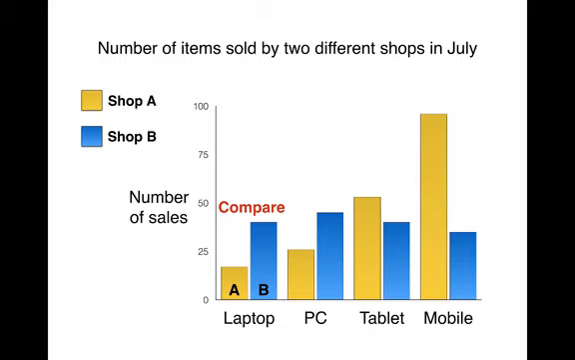Shop B. Instead of comparing Shop A and Shop B, you could compare two different items in Shop A. Shop A sold nearly 100 mobiles but less than 25 laptops. You could compare those two figures. So your job is to compare the bars, whether it's with time or with just items. It doesn't matter, you're comparing the bars.